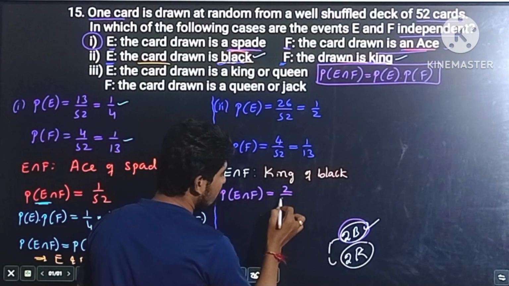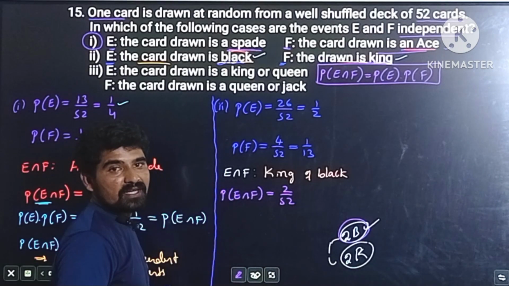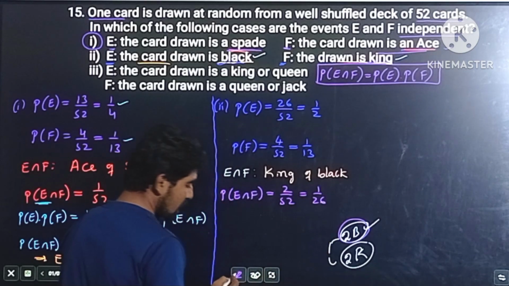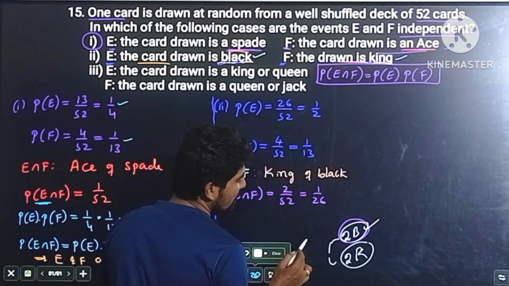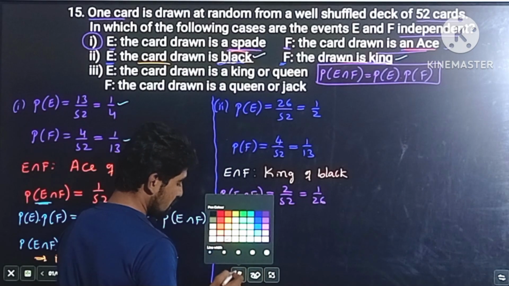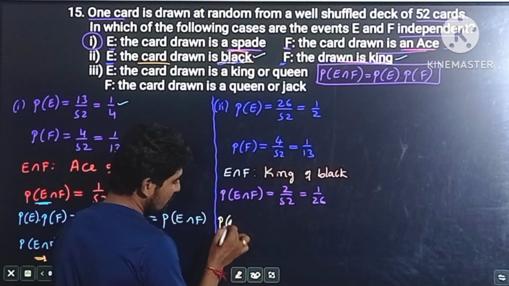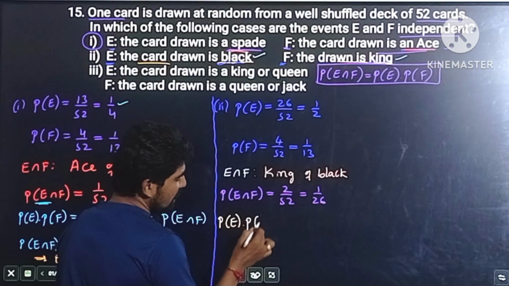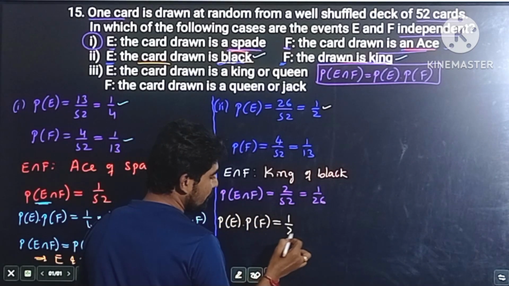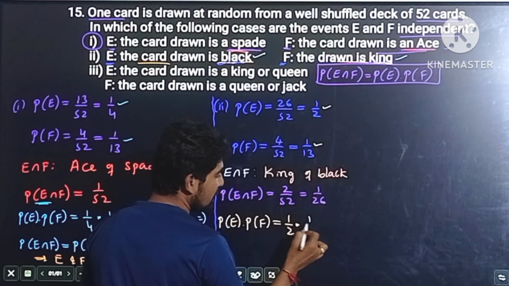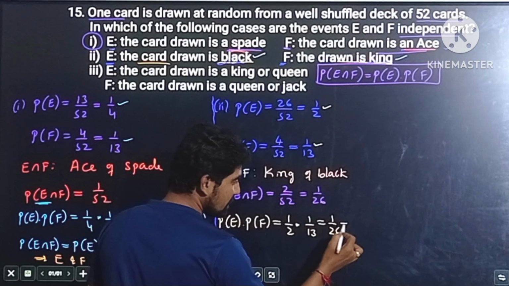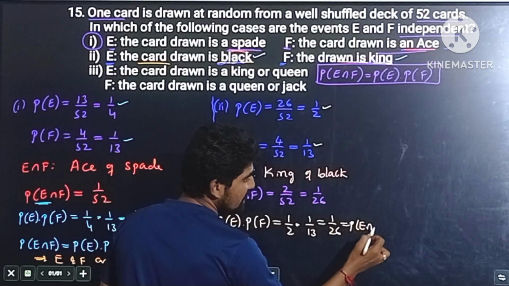Therefore, 2 divided by 52 is the probability of getting a king of black cards, which is equal to 1 divided by 26. Now check whether the probability of E into the probability of F is equal to 1 by 26 or not. The probability of E is 1 by 2, into the probability of F which is 1 by 13, which equals 1 divided by 26. Therefore, this is equal to the probability of E intersection F.